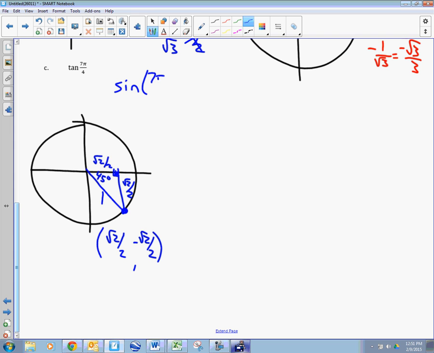So what's the sine of 7 pi over 4? Negative root of 2 over 2. What's the cosine of 7 pi over 4? Root of 2 over 2. What's tangent? Close. Not 1, but negative 1. So you got negative divided by positive.